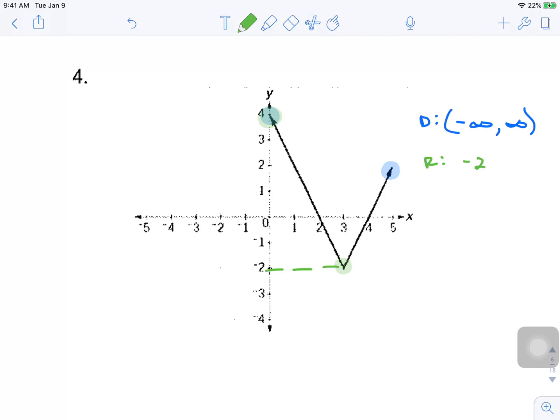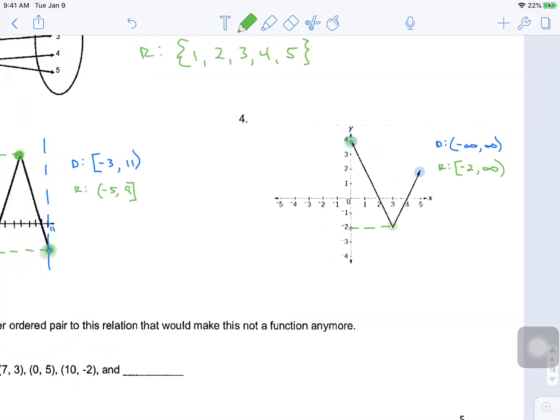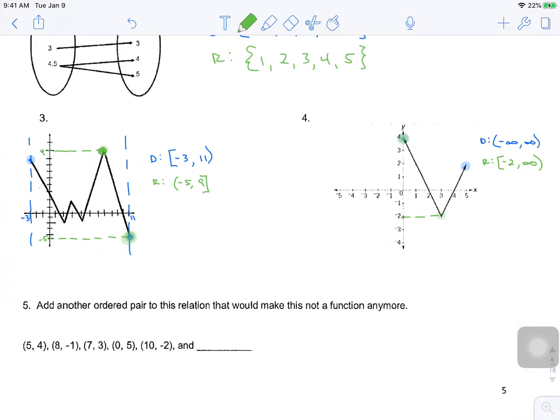Okay, so -2 would be the lowest. Now, can -2 be included? Well, yes, because there is a point on -2, so for that reason, it would be a square bracket. The highest value, like we said, was this 4, but it's an arrow. It keeps going. So for that reason, it goes on to infinity, and that would be a parenthesis. Okay, that would be your domain and range.